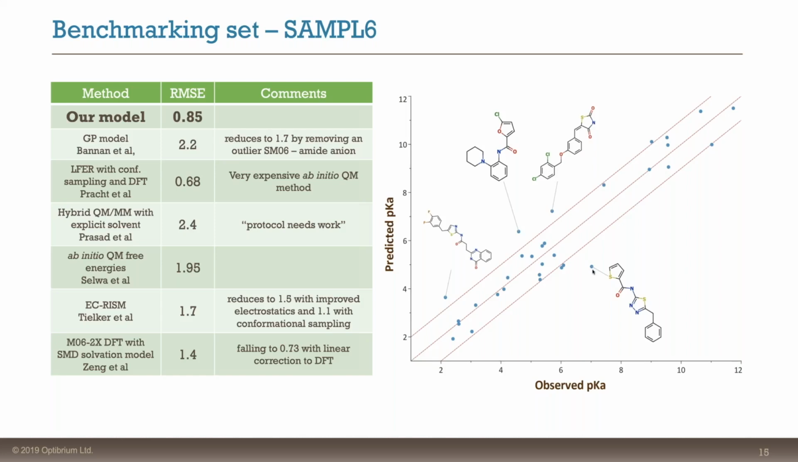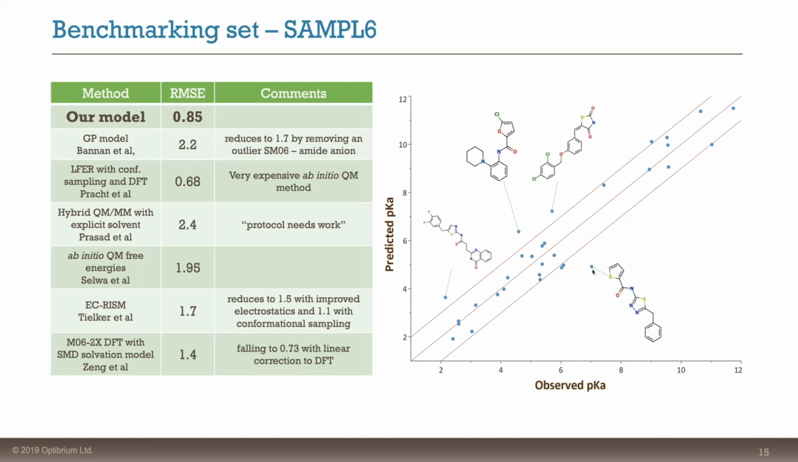So if I take the sample 6 data set first of all, what I show on the right-hand side is predicted versus actual. Again, the line of equivalence with the tram lines of plus and minus 1 log unit. And in the table on the left-hand side, the top line, our model has a root mean squared error of 0.85, even better than the actual test sets that we had within the model building process. Within that table, I also list the publications and their root mean squared errors that they publish.